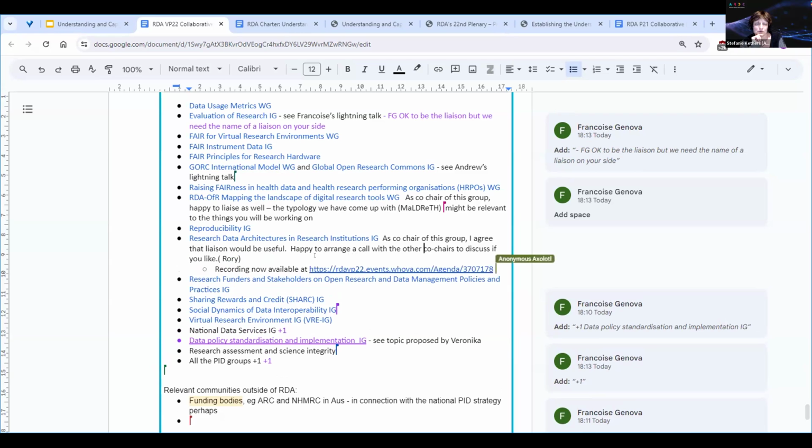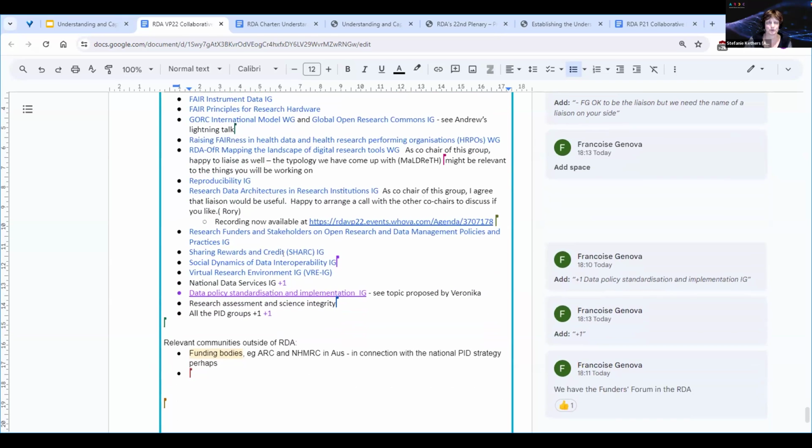Oh, great! There's the recording. Cool. And I couldn't find it because, of course, the session title has nothing to do with the name of the group. It's Data Management Challenges and Solutions for Research Institutions in Africa and Latin America. Okay. But thanks for putting that in.